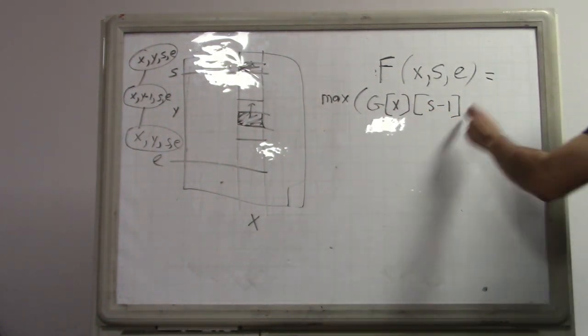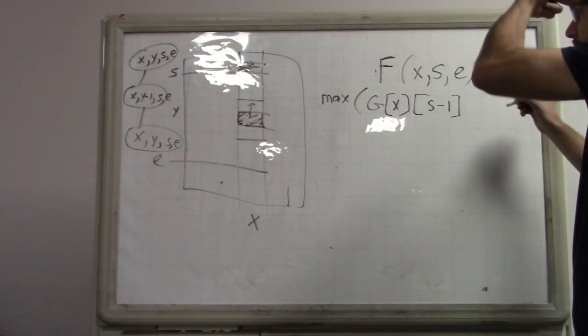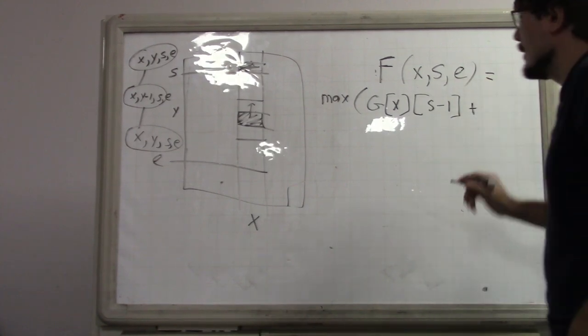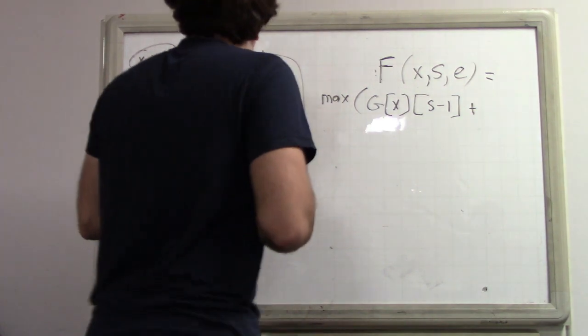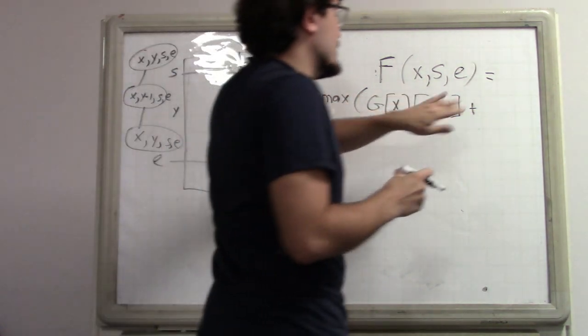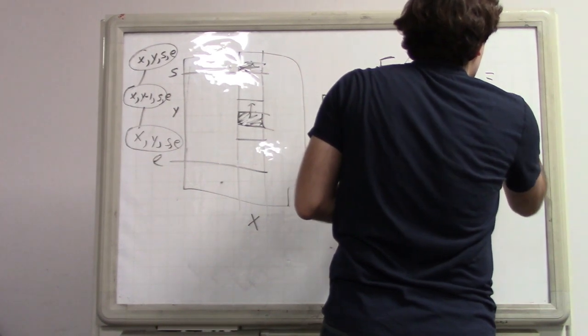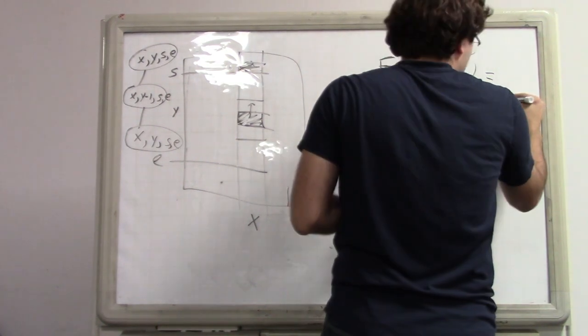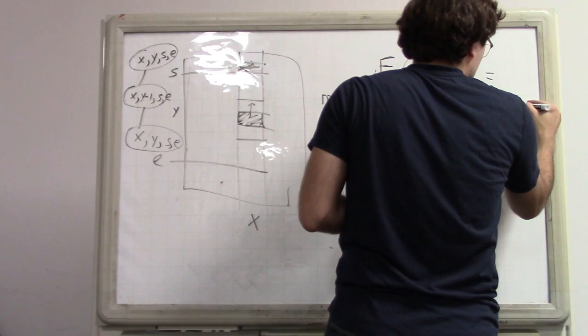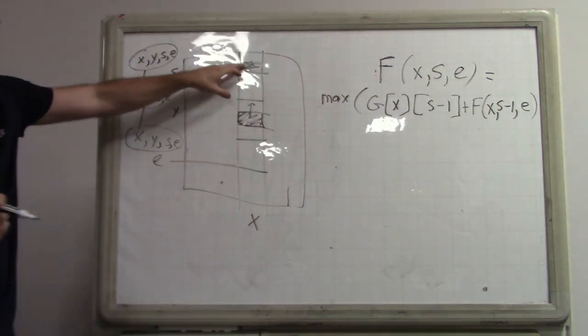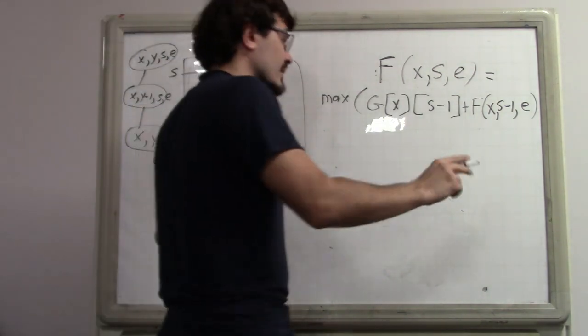Okay, so g of x and S minus one. And then, what do we want to add here? We want to make some function call, right? And now it's going to be f of x, S minus 1, and E. Because now, again, that's how our state gets updated. Okay, great.